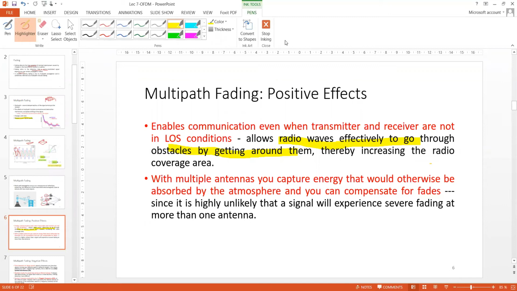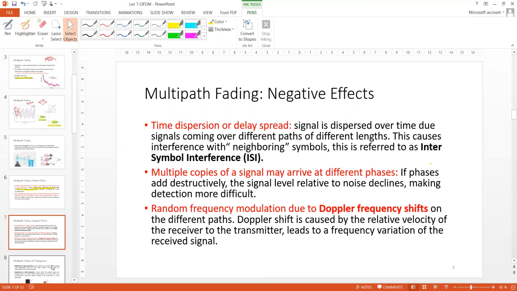It has its benefits, and utilizing those particular benefits, we can even increase the quality of our system and the quality of our communication. However, there are some negative effects of multipath fading, and the first and most prominent effect of multipath fading is inter-symbol interference. So, what actually is inter-symbol interference?